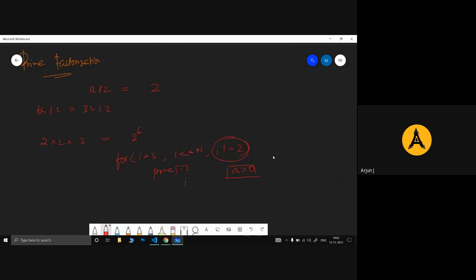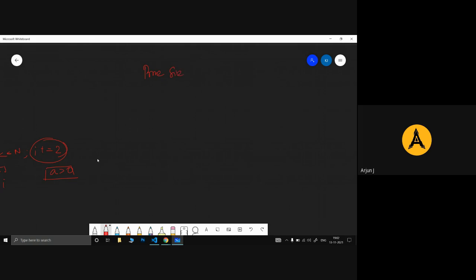So what is the optimization we can make? We can make an optimization based on the prime sieve we have already discussed earlier. So what can we do? We will be maintaining an array which will be known as the smallest prime factor. Let us call it SPF.